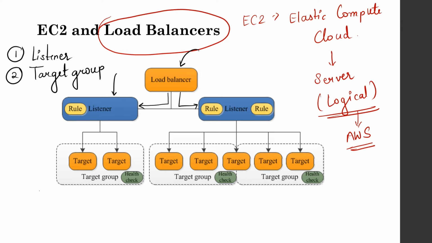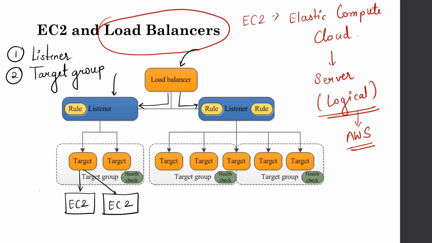Now the listener, on listening, redirects the traffic to the target groups. The target group is where the request is being redirected to, and these target groups are then attached to our EC2 instances. You can have a single target group and multiple EC2 instances within that single target group as well. That is what is important.